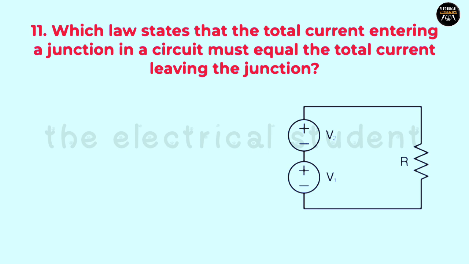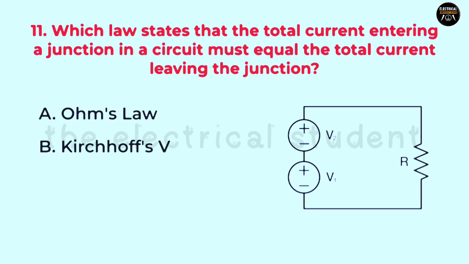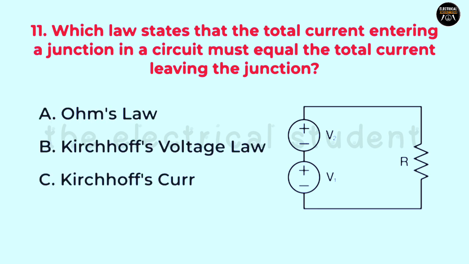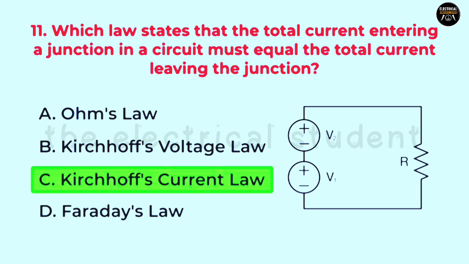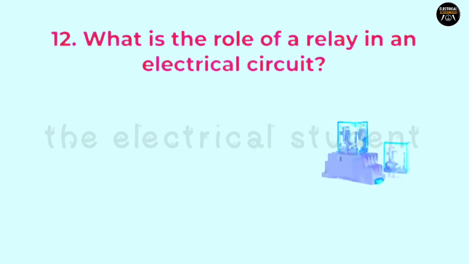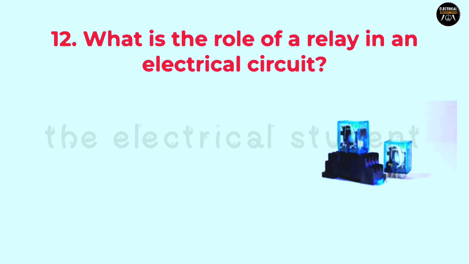Which law states that the total current entering a junction in a circuit must equal the total current leaving the junction? A. Ohm's law. B. Kirchhoff's voltage law. C. Kirchhoff's current law. D. Faraday's law. The correct answer is option C. Kirchhoff's current law.